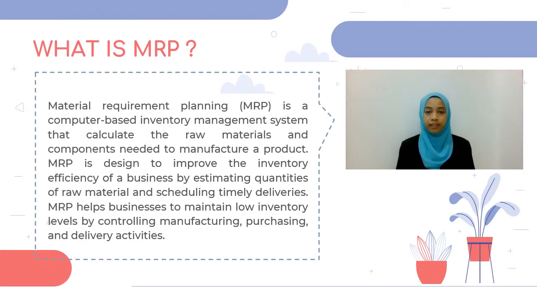First, I will present the definition. MRP or Material Requirement Planning is a computer-based inventory management system that calculates the raw materials and components needed to manufacture a product. MRP is designed to improve the inventory efficiency of a business by estimating quantities of raw materials and scheduling timely deliveries. MRP helps businesses to maintain low inventory levels by controlling manufacturing, purchasing, and delivery activities.